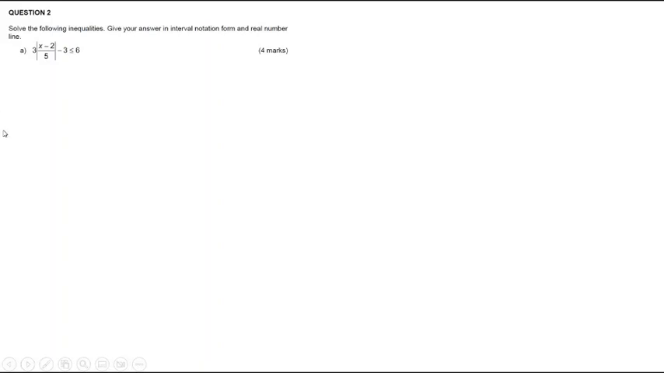Question number 2. Solve the following inequalities. Give your answer in interval notation form and real number line. Okay, so this one is inequalities and absolute value. The sign here is less. The theorem says if you have modulus x less than a, then the solution is negative a less than x less than a. So we will apply this theorem to solve this question.